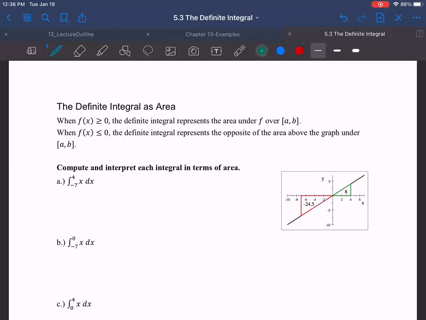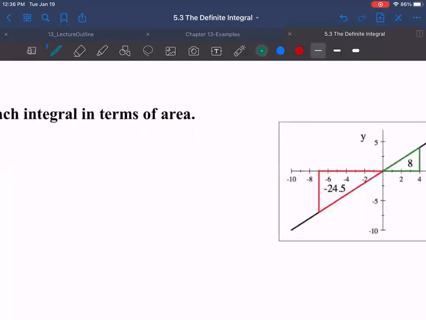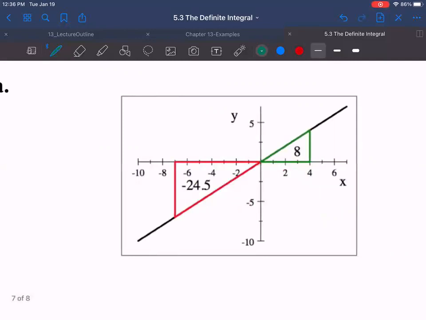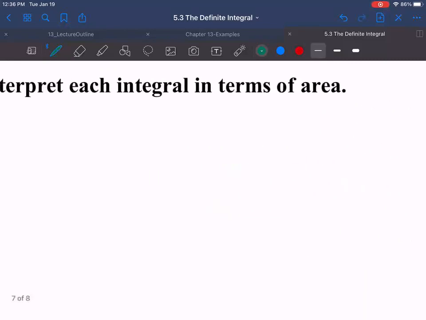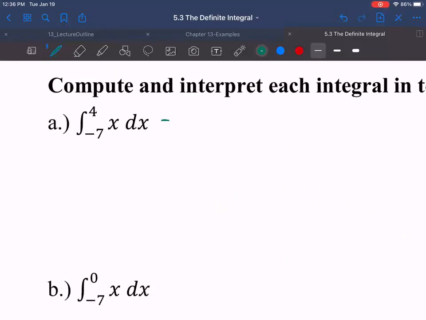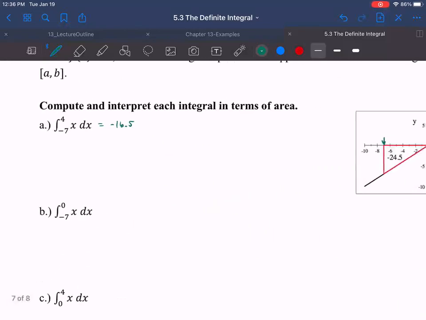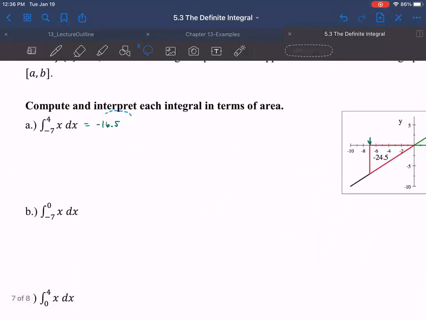We're going to compute and interpret each integral in terms of area. So we've got the integral of x dx from -7 to 4. What's it going to be? So we'll take a look at this. We're going from -7 all the way out to 4 right there. What's our answer going to be? Yep. Just add those two areas together. So this is -16.5. It's already there in the picture for you, right? All right, let me write that for you. Let's do this.